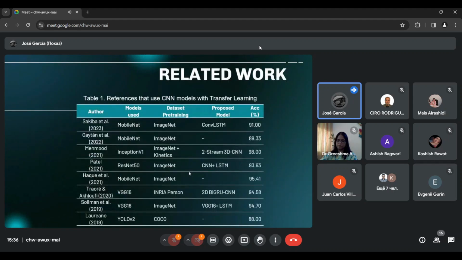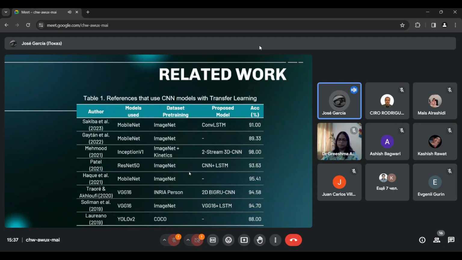In related work, we can see the table is a summary and reference of works that use CNN models with transfer learning. For example, the authors Akiba et al. in 2023. These authors use models like MobileNet. We know the MobileNet model uses a dataset for pre-training called ImageNet.